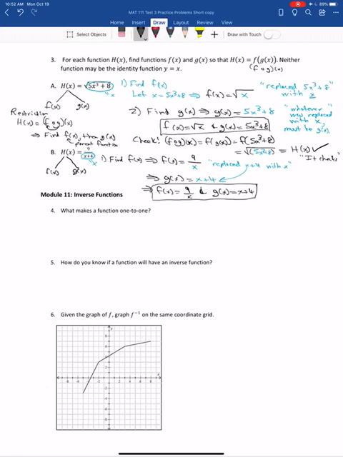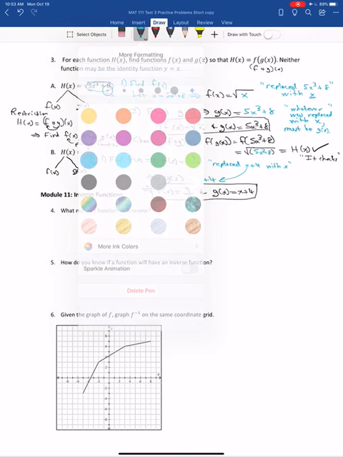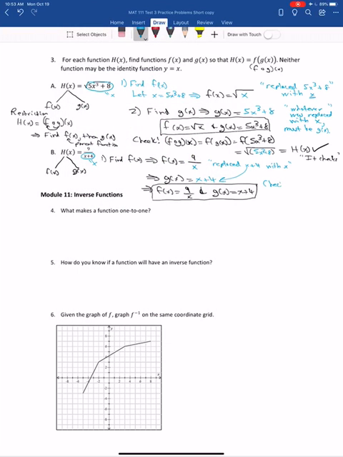If you were to do your check step here beside it, it wouldn't take long. f composed with g of x is equal to f of g of x, which is equal to f of x plus 4, which is equal to 9 divided by x plus 4, which equals h of x. So it does check.